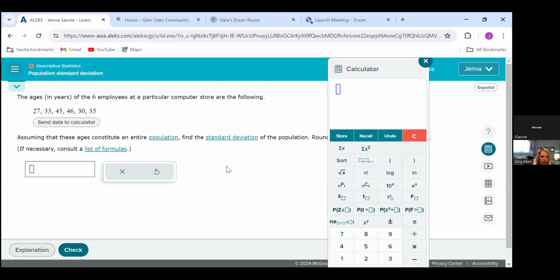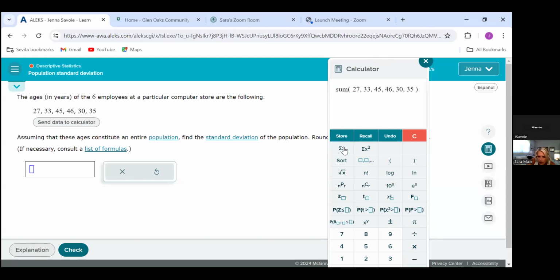So the first thing that we need to do is calculate the mean. So go ahead and send the data to the calculator, Jenna. Over on the left underneath your data. Yep. So notice when we do that, it gives us the data in comma form, but we want to add the data. So what we're going to do is underneath the store button in your calculator, there's a sum button. Click on that for a minute. Yep. And so it's going to sum those data.